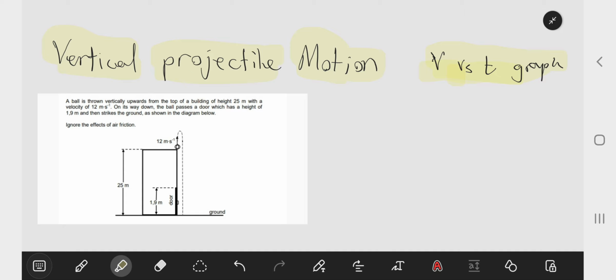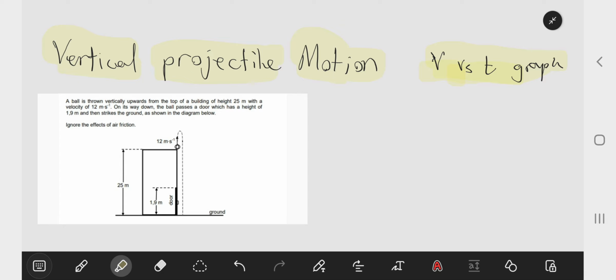Firstly, I'd like to explain why we have to represent vertical motion in terms of a graph, and how we interpret this vertical projectile motion velocity time graph. The main aim of representing the motion of a projectile in a graph is to simplify things, right? It's to bring the information about an object into a picture, so it's easier to look at a picture than to read a statement.